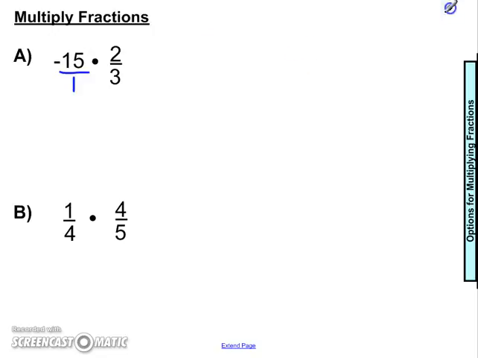So now here are your choices again, and I will show you both, at least to begin. You could multiply across, and when I say multiply across, numerator times numerator, which in this case would be negative 30, and denominator times denominator, which would be 3, and then reduce or simplify if you can. Well, both of these divide by 3, so this will be negative 10 over 1 if I divide them both by 3, which is negative 10. So that is your first choice.